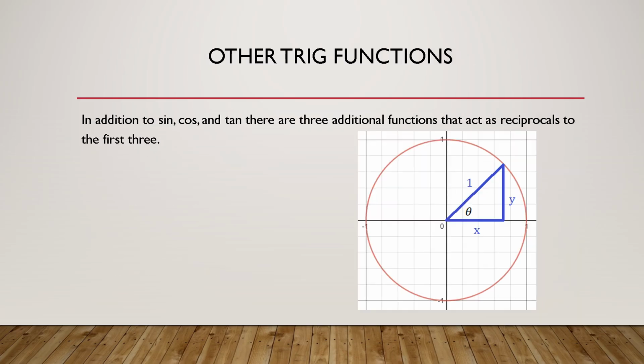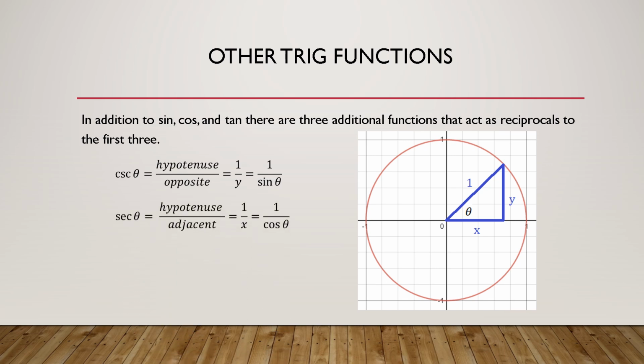In addition to sine, cosine, and tangent, there are three additional functions that act as reciprocals of the first three. Cosecant theta equals the hypotenuse over the opposite side, which is the reciprocal of sine. Secant theta is the hypotenuse over the adjacent side, which is the reciprocal of cosine. And cotangent theta is the adjacent side over the opposite side, or the reciprocal of tangent.